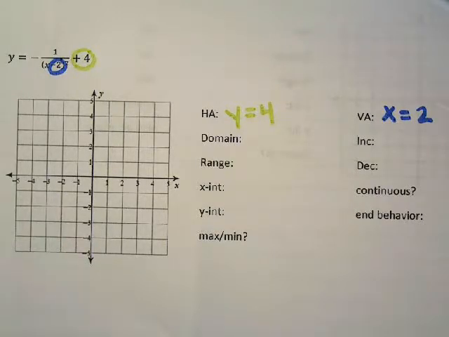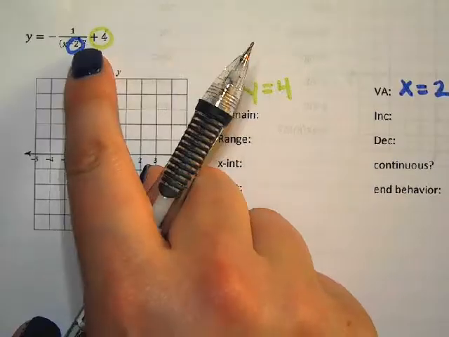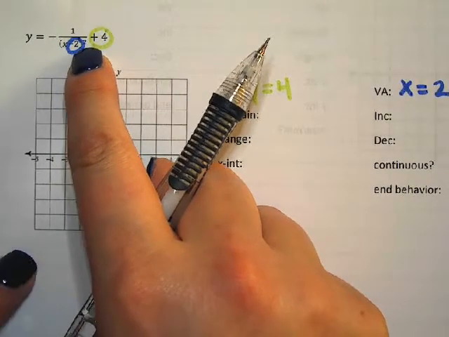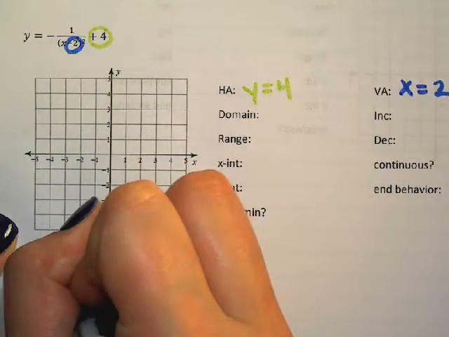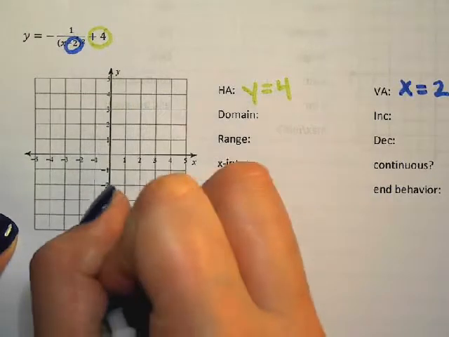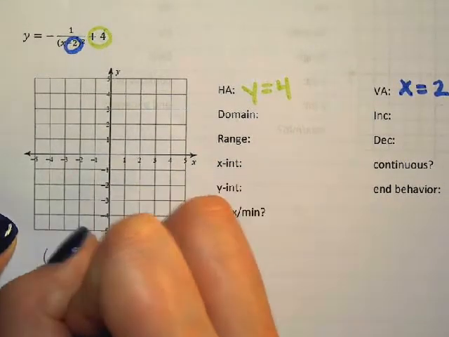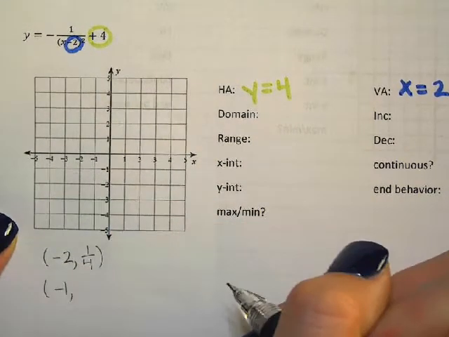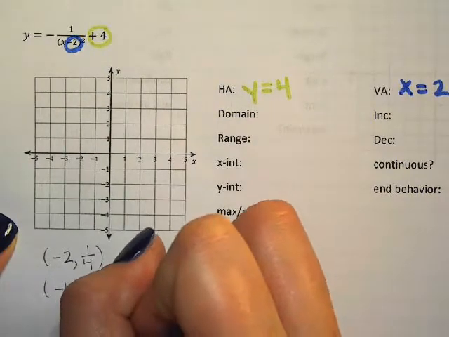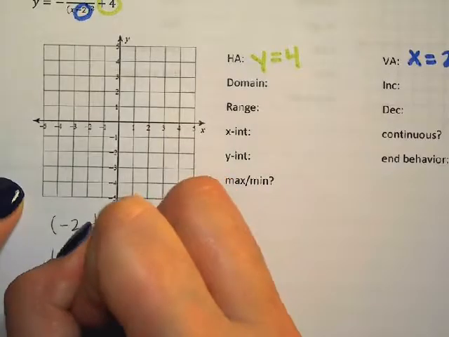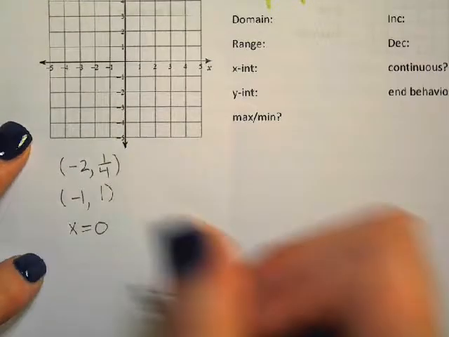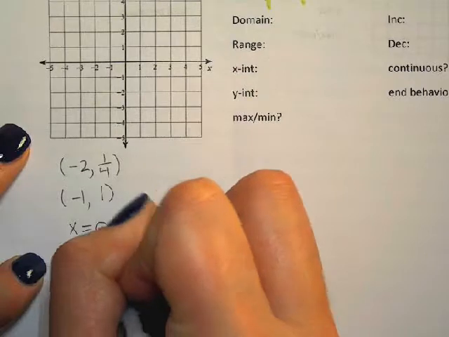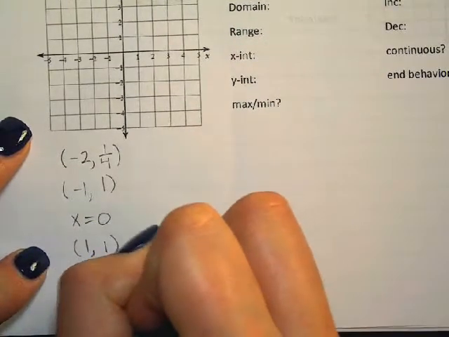Okay, so we're going to take the points that are from the parent graph. What were the points for this parent graph, the one that has a squared? What were the points that we would use? So flip your paper back to the front. -2, positive 1/4. And then -1, 1. And then we have the asymptote, right? Because if we plug in 0, it would be undefined for the parent graph. And then we have 1, 1, and then 2, 1/4.